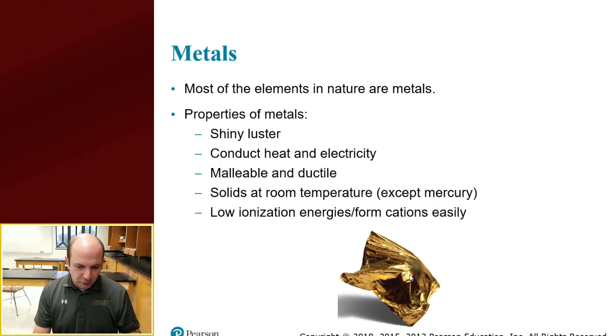So here's a piece of gold foil. You can see it's been hammered flat, and then it's just kind of bent on its own over whatever's propping it up. Except for mercury, they tend to be solids at room temperature. Room temperature is 25 Celsius. You'll see in a minute here there's one that's very close besides mercury. And they tend to have lower ionization energies so that they can form cations more easily. So that's why we say, oh, metals, they're the plus charges. It's because of that low ionization energy.